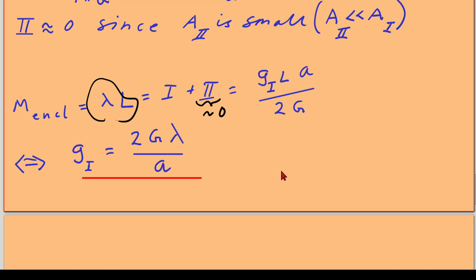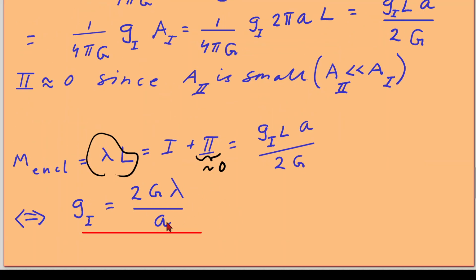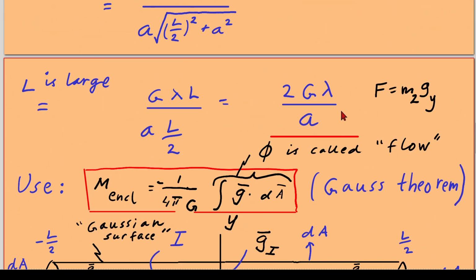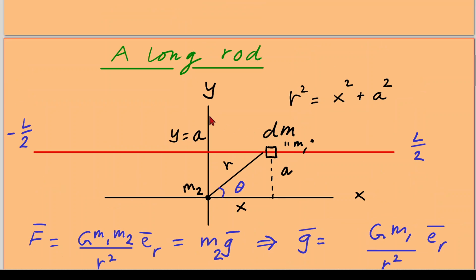So you in fact get exactly the same g field, 2Gλ over a, as when we integrated. So that was a fun problem where we used a little bit of mathematical analysis. Okay, thank you very much. Bye-bye.